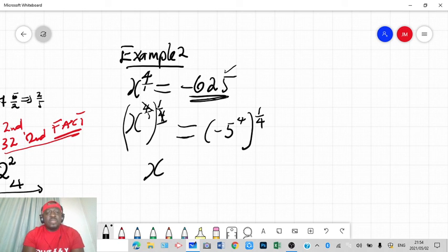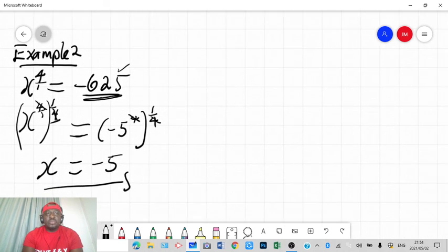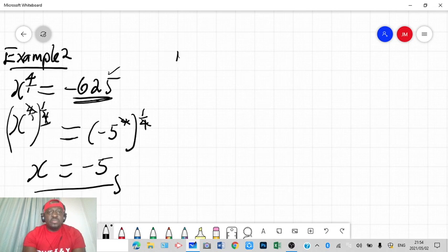Now you're left with x alone. Then here 4 cancels 4 as well, and you're left with 1. So your x then remains as 5. That's your final answer. So that is example 2. Let's go further to example 3.